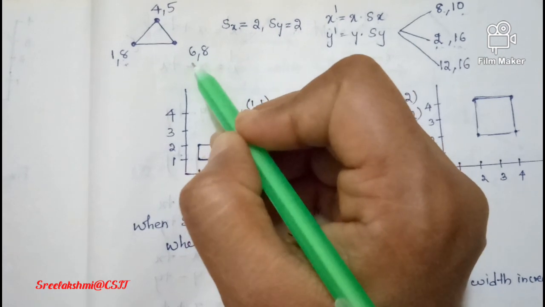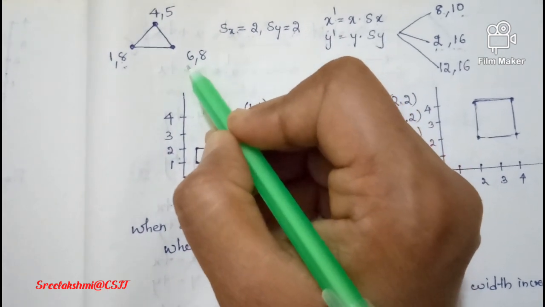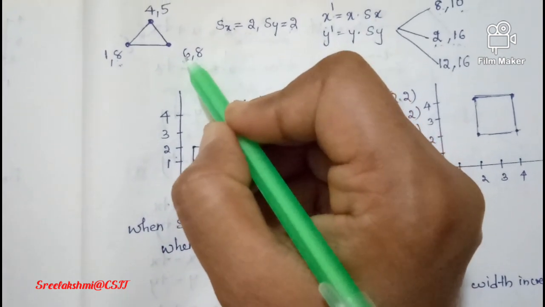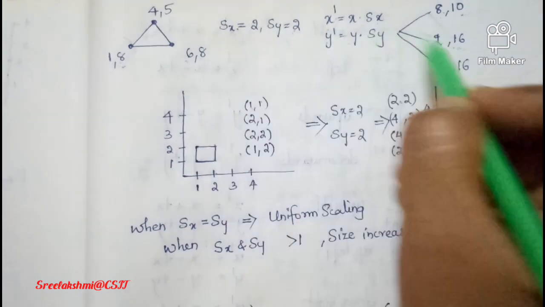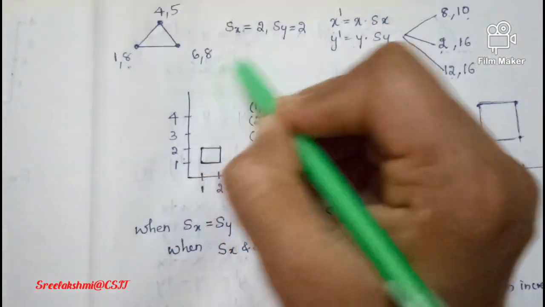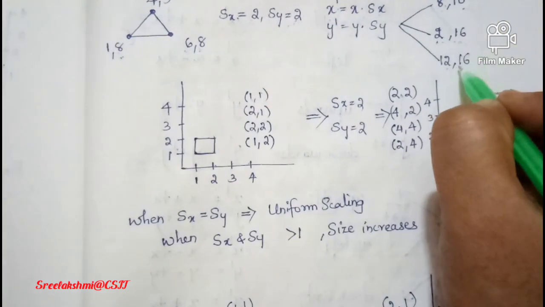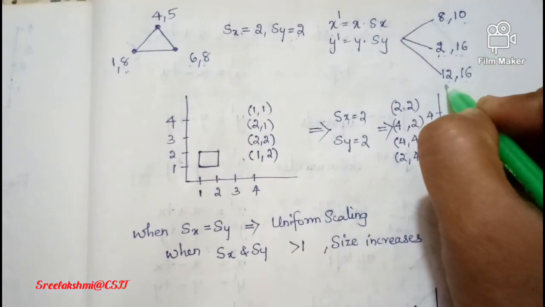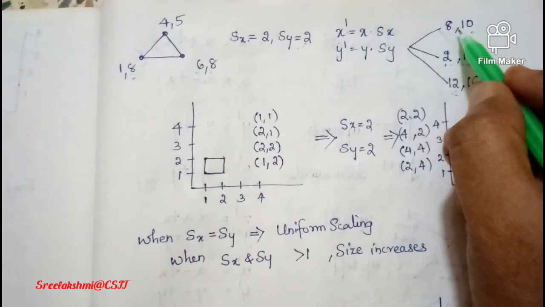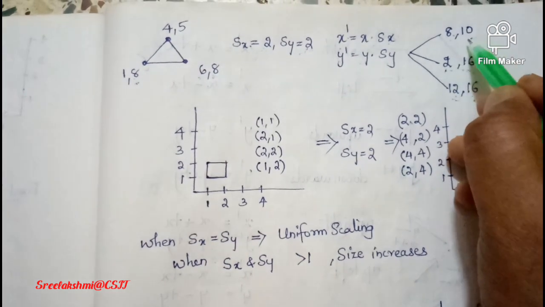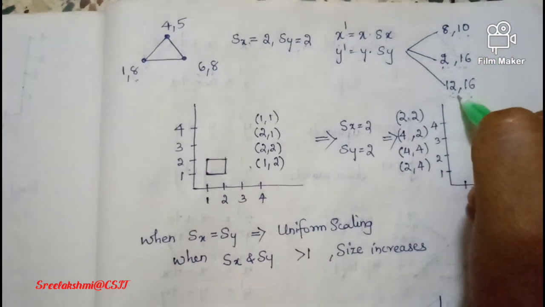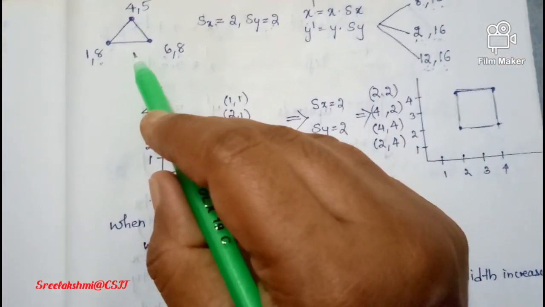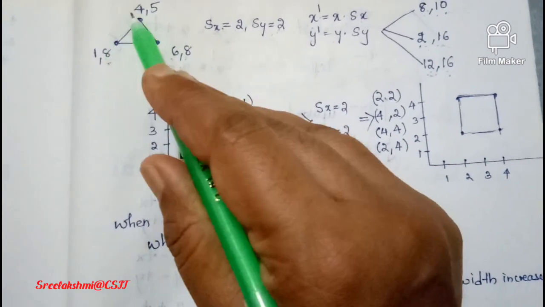Now I am going to scale the point 6, 8. The value of x is 6 and the value of y is 8. X into Sx, 6 into 2, 12. Y into Sy, 8 into 2, 16. So initially the point was at 6, 8 and after scaling the new point is at 12, 16. So the triangle can be drawn at positions 8, 10, 2, 16 and 12, 16. In this way, using scaling equations, you can apply scaling transformations to all the points so that the entire object is scaled.